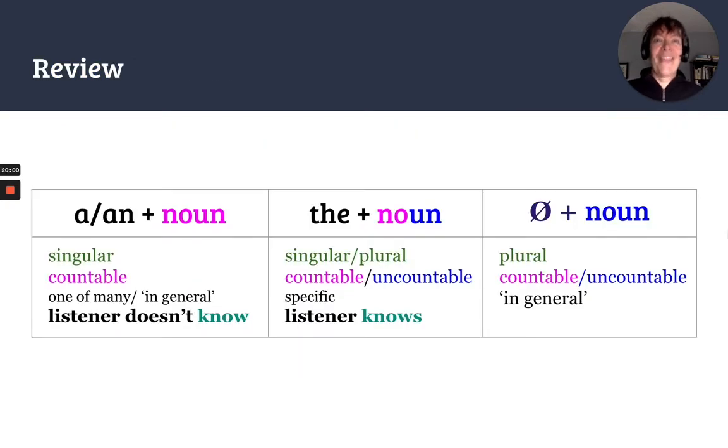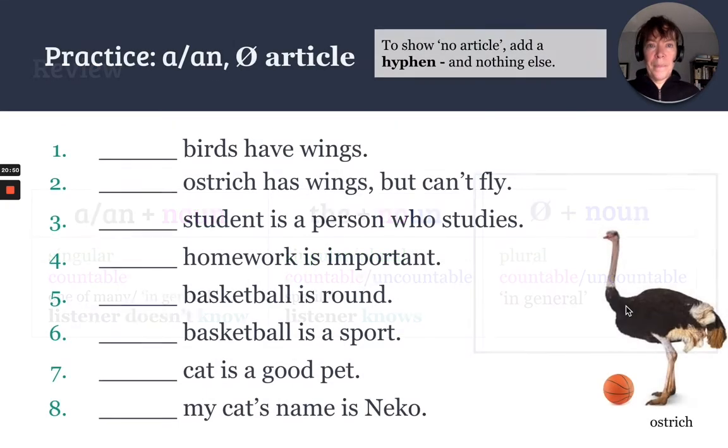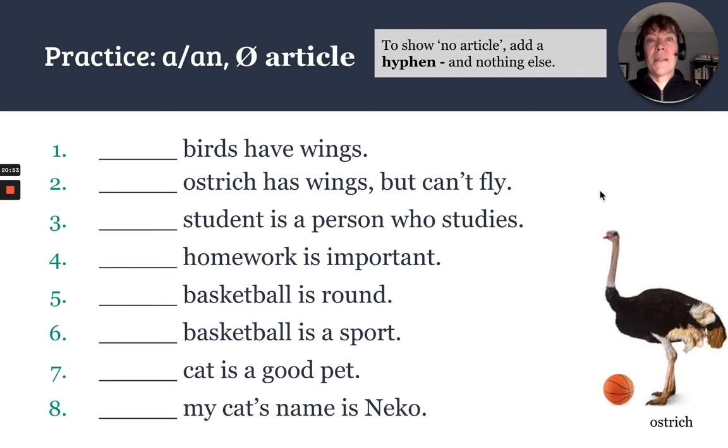Right, so that was a review from last time. Now you practice. Use a or an or no article. If you're going to use no article, put a hyphen in the blank. Hyphen looks like this, and it's next to the 0 on my keyboard. I hope it's on your keyboard too. And look at this. This is an ostrich. It's a bird that cannot fly. And this is a basketball. Right, good luck.